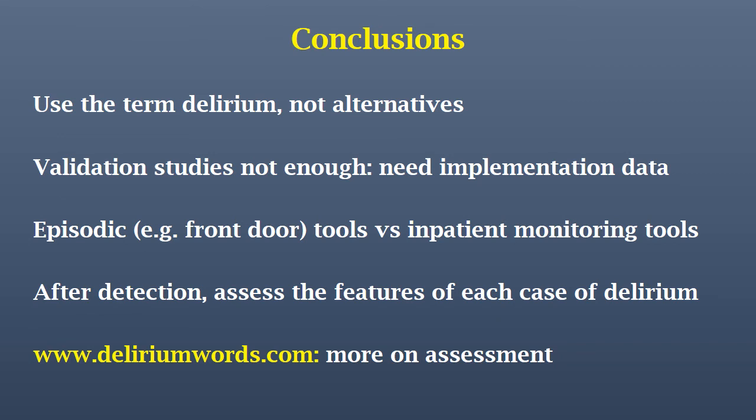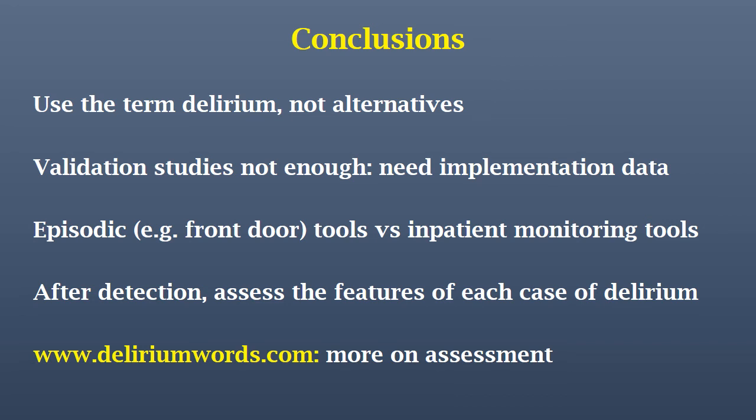So in conclusion, I'd just like to re-emphasize the importance of using the word delirium rather than some of the many alternatives. This is really important for good communication with other healthcare workers, but also patients and families. With respect to choice of tools, it's really important not just to look at validation studies, but also to look at any implementation data that are available, and also, if you are already using tools, to check how much the tool is being used, and also is it detecting the appropriate amount of delirium.